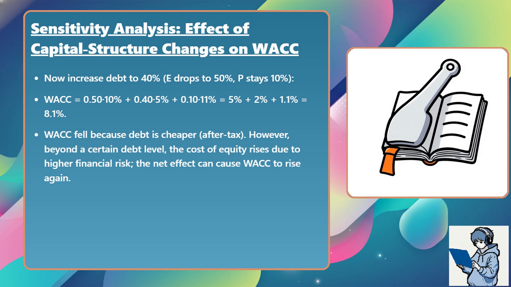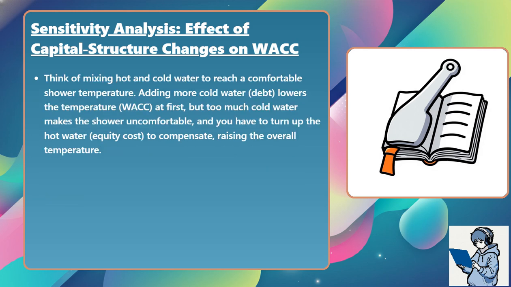Weighted average cost of capital fell because debt is cheaper after tax. However, beyond a certain debt level, the cost of equity rises due to higher financial risk. The net effect can cause weighted average cost of capital to rise again. Analogy: think of mixing hot and cold water to reach a comfortable shower temperature. Adding more cold water, which represents debt, lowers the temperature, which represents weighted average cost of capital at first, but too much cold water makes the shower uncomfortable, and you have to turn up the hot water representing equity cost to compensate, raising the overall temperature.